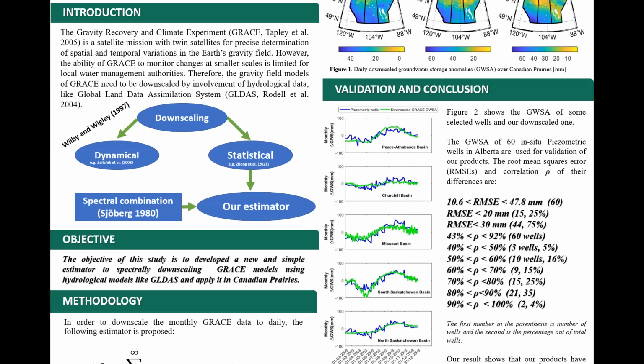But this process is not that simple, because for static applications, like geoid determination, we do not have time limits. They are static. But for GRACE and hydrological models, they are time dependent. So the main objective of ours is to provide such an estimator so that we use these GRACE models and also the hydrological model, combining them in an optimal way. And at the end, we will apply it on the Canadian prairies.